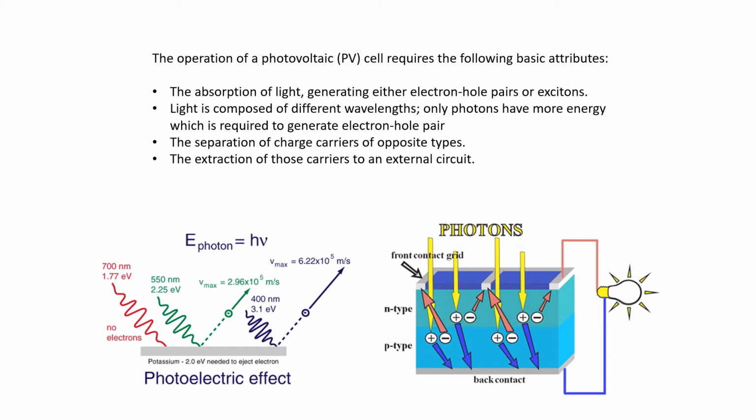The next attribute which is required is the separation of charge carriers of opposite types and extraction of those carriers to an external circuit. In this picture, we can see the wavelength of 700 nanometers cannot eject electrons from the surface of the material. The wavelength of 500 nanometers can eject electrons, and the wavelength of 400 nanometers can eject electrons as well as provide kinetic energy for the electrons to move on. A photovoltaic cell works on the principle of the photoelectric effect.